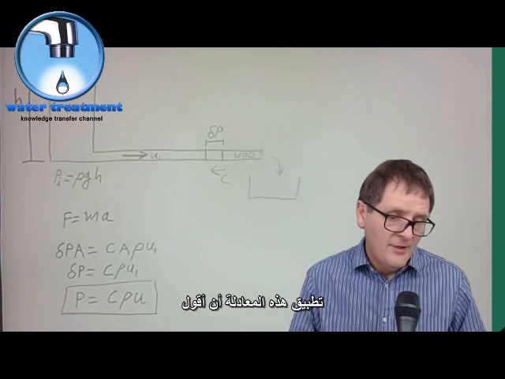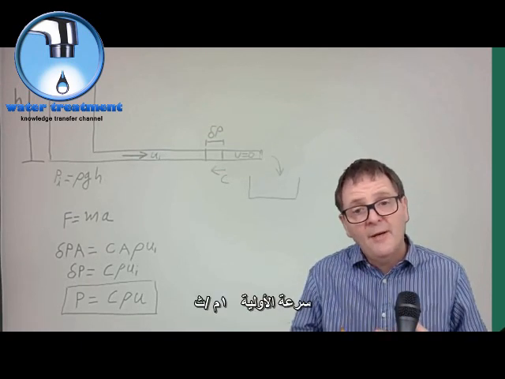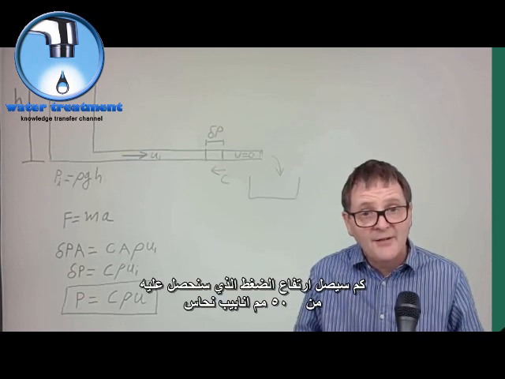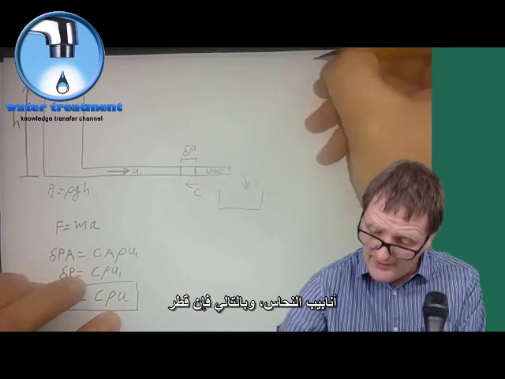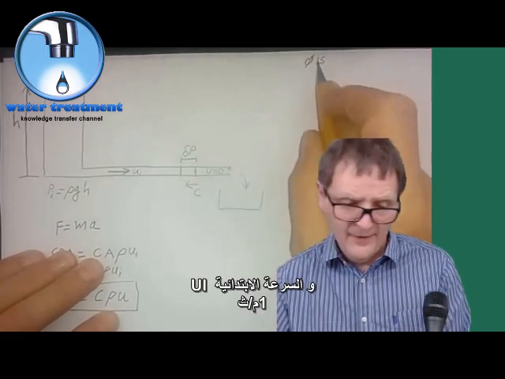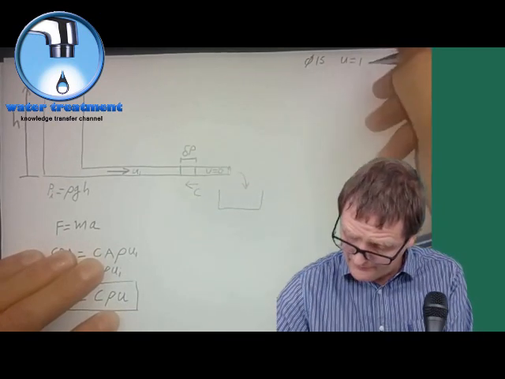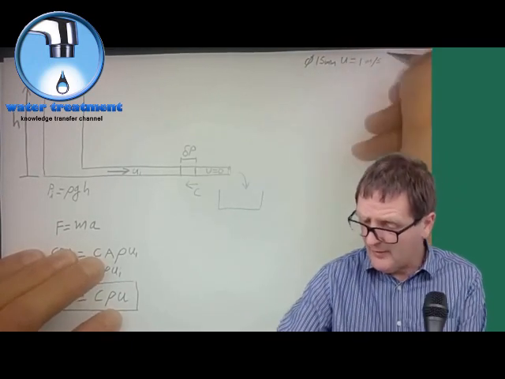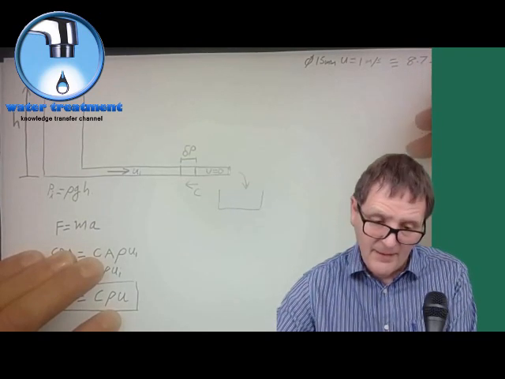Let's try to apply this equation to, say, a 15mm copper pipe with an initial speed of 1 meter per second. What we want to find out is how much pressure rise we're going to get when we suddenly close the valve. Let's put down some details first. The diameter of the copper pipe is 15mm, and the initial velocity U equals 1 meter per second. One meter per second in a 15 millimeter pipe is equivalent to 8.7 liters per minute.